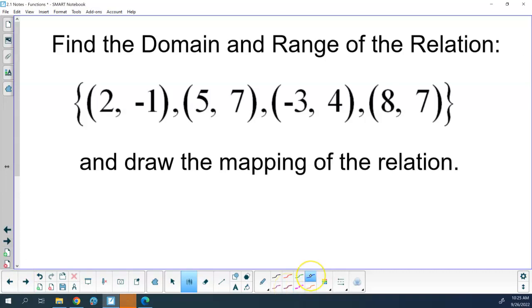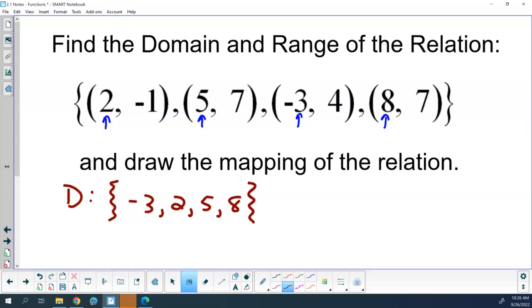So my domain is going to be my x values, right? The x part of each point. So that's going to be a 2, a 5, a -3, and an 8. Agree? Okay. Now, you don't have to write them in numerical order, but it's nice for me if you do. So the domain here would be {-3, 2, 5, 8}. Agree with that?